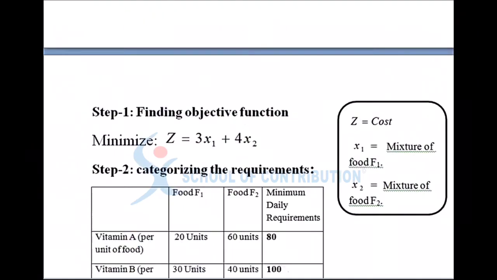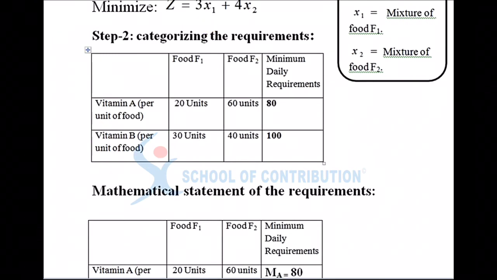Okay. So now we categorize it as follows. So we see that food F1 and food F2, and food F1 gives us 20 units of vitamin A and 30 units of vitamin B, and food F2 gives us 60 units of vitamin A and 40 units of vitamin B. In total in a day we need a minimum of 80 units of vitamin A and 100 units of vitamin B. So this is the way we categorize the requirements. Okay, so this is step number 2.